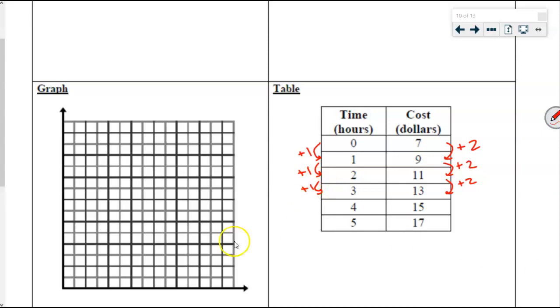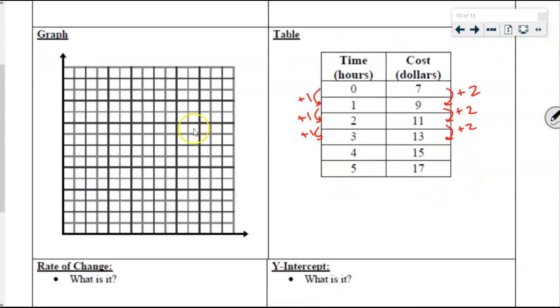Let's start putting the information into a graph. That'll be the quickest and easiest one. In the graph, we've got our x-axis where we're measuring hours. We have our y-axis where I'm measuring the cost in dollars. Let's scale it. I think just, again, just like before, counting by ones makes sense here.